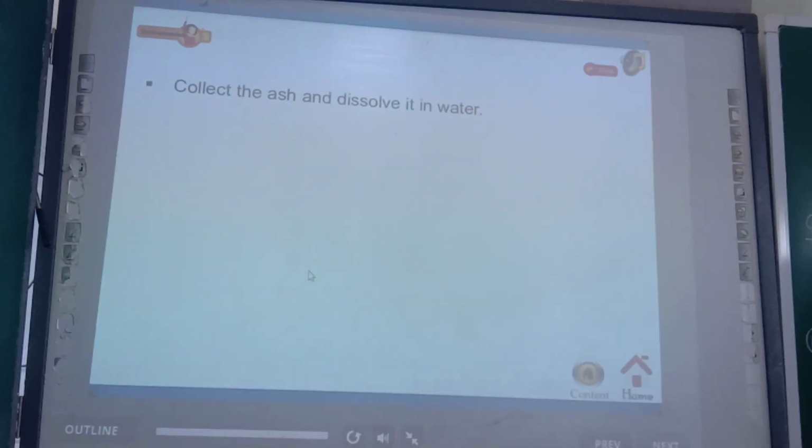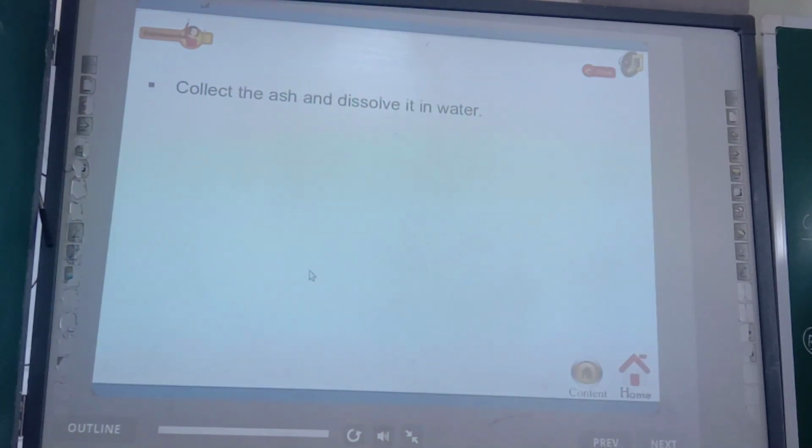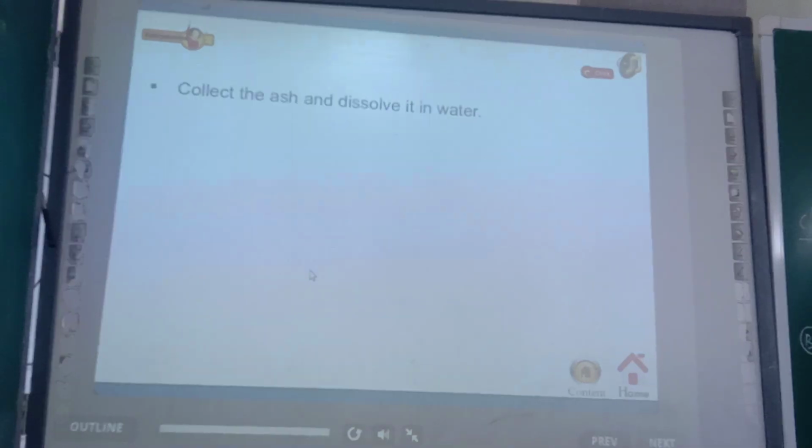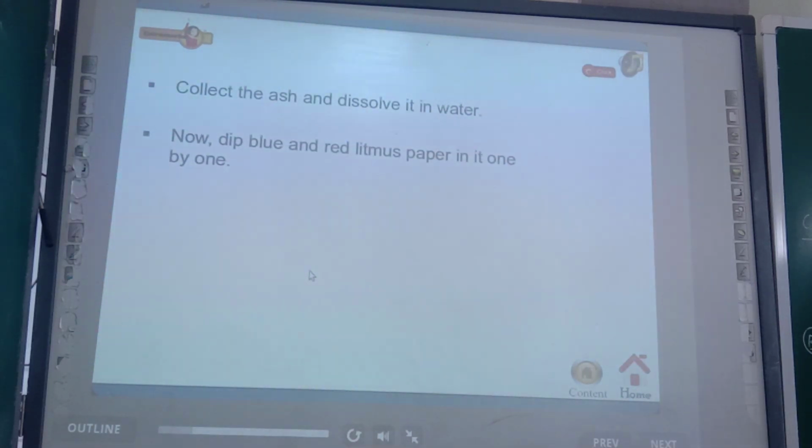And dissolve it in water. So that ash should be collected and dissolved in water. Now, dip blue and red litmus paper in it, one by one. So dip blue and red litmus paper in it one by one. Observe the changes.